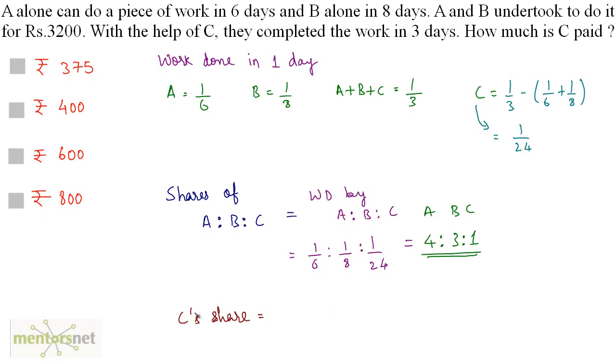Now we want to calculate C's share. So C's term in the ratio is 1 by the total parts, which is 4 plus 3 is 7 plus 1 is 8. So 1 by 8 times 3200, and that will be the money that C gets. 8 times 4 is 32, with these zeros, so 400 is the amount that must be paid to C, and that is option B.